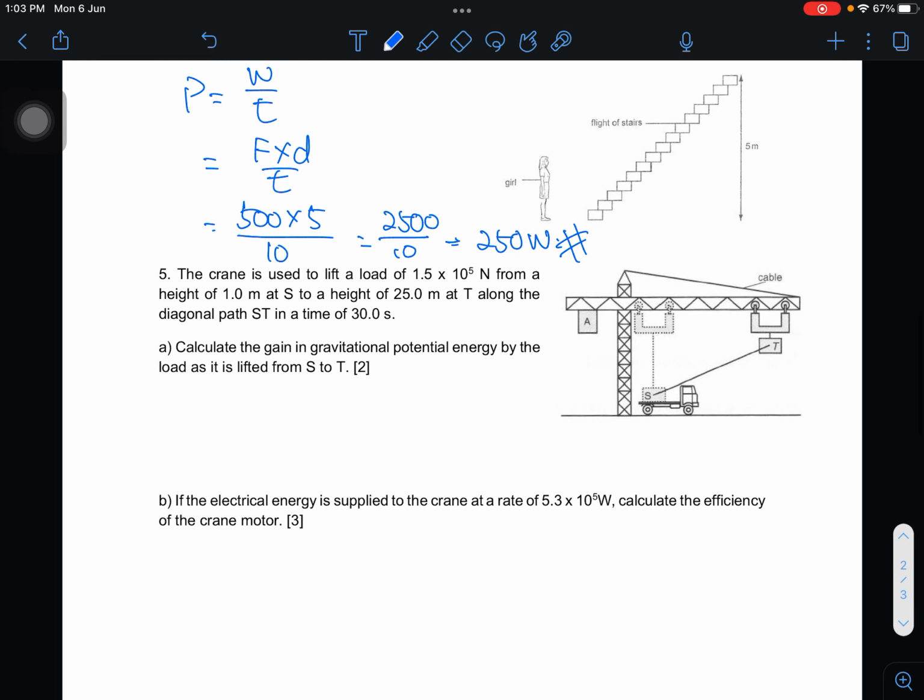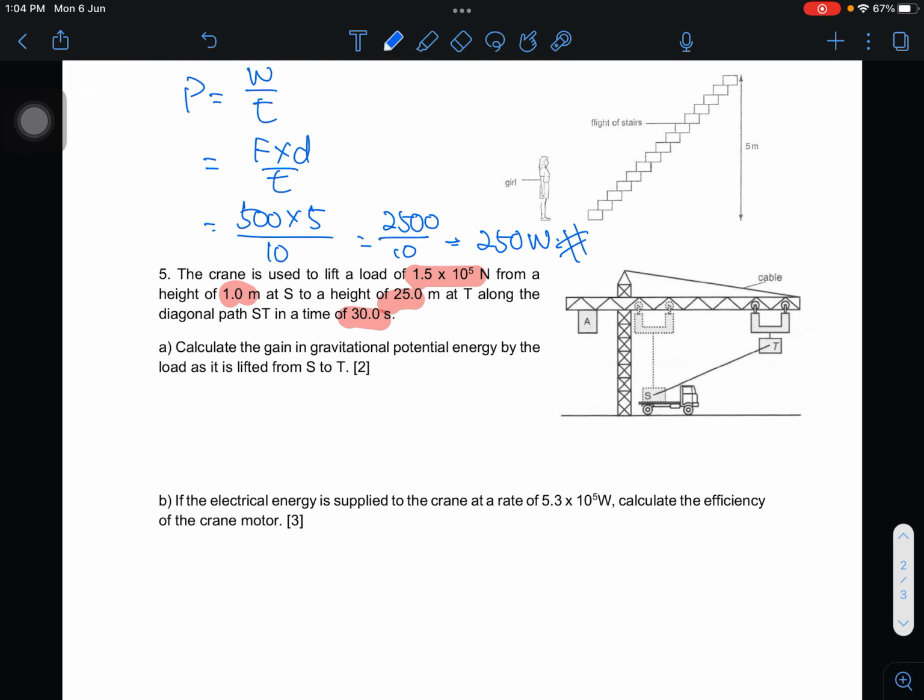Question 5. The crane is used to lift a load of 1.5 times 10 to the power of 5 Newton from a height of 1 meter at S to a height of 25 meters at T along the diagonal path ST in a time of 30 seconds. So this is the kind of question that students hate because they have so many numbers. All right, so we need to internalize the values given to you.